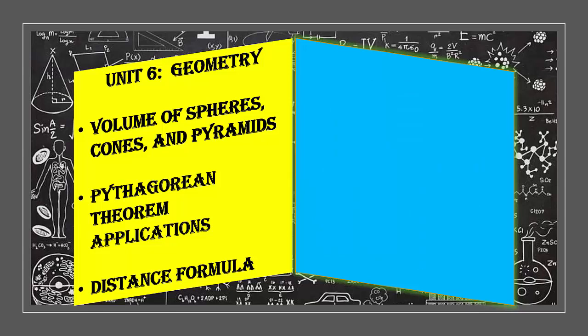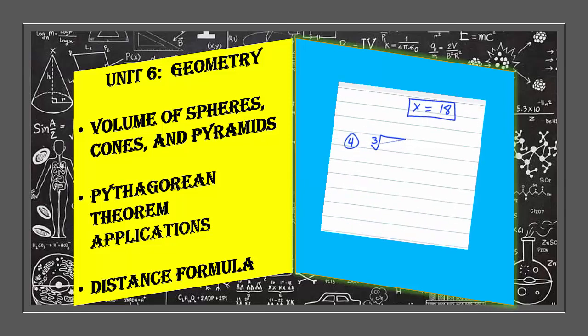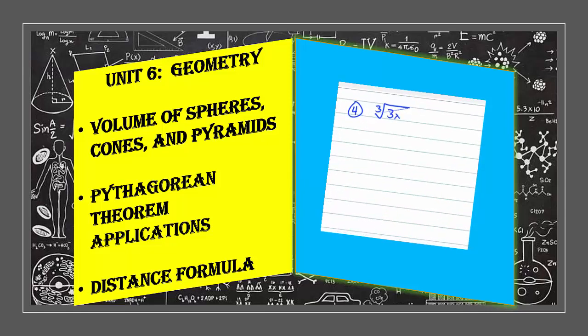Number 4, we have the cubed root of 3x plus 9 is equal to 3. And so we're going to subtract 9 from both sides. Remember, we have a positive, we are adding to it a negative value. 3 minus 9 becomes negative 6.